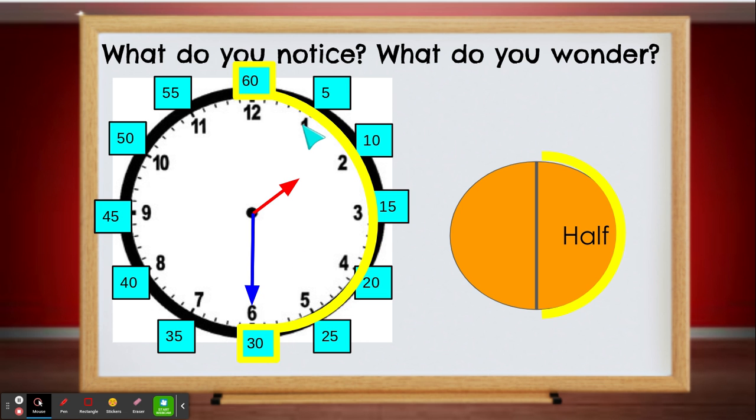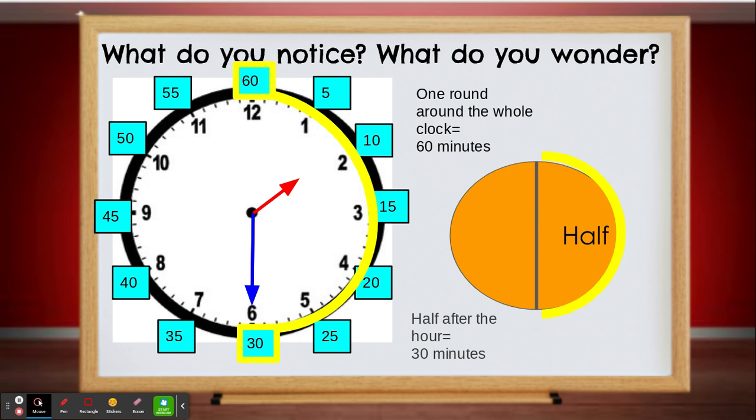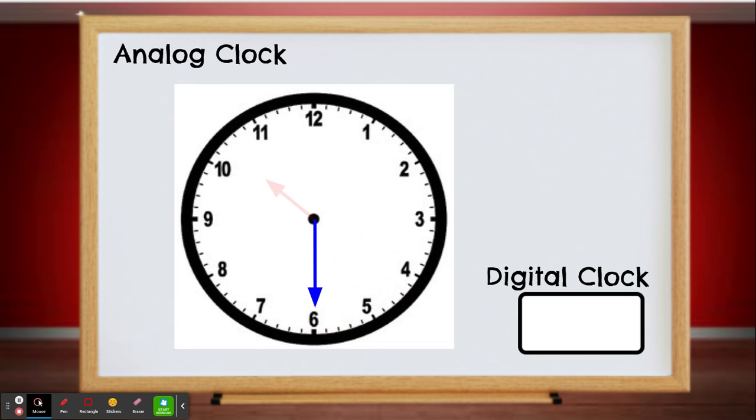past the hour. Because remember, we started at 1 o'clock. So if we went all the way down, it is half past 1 o'clock. So again, half past an hour is 30 minutes.